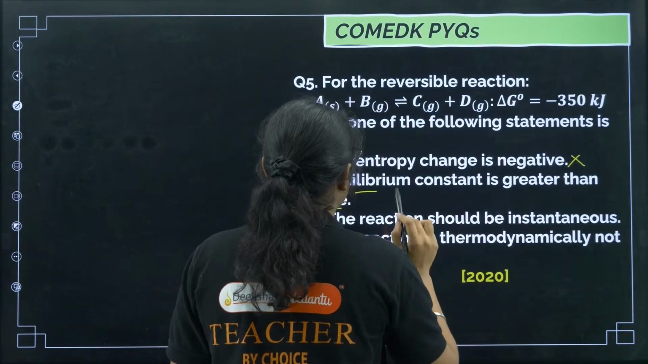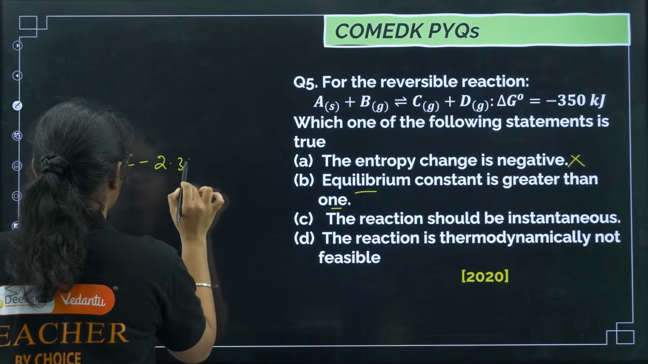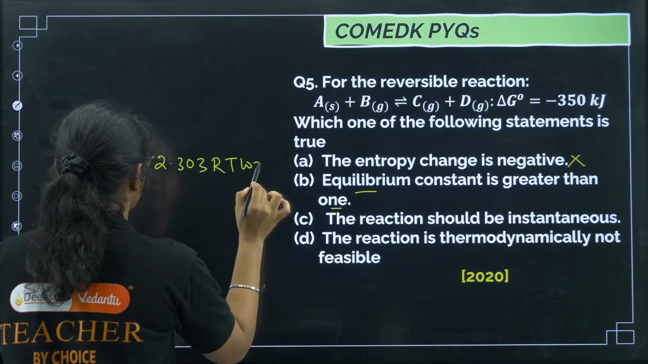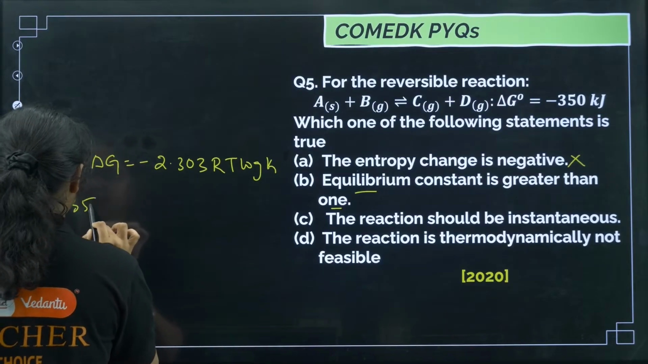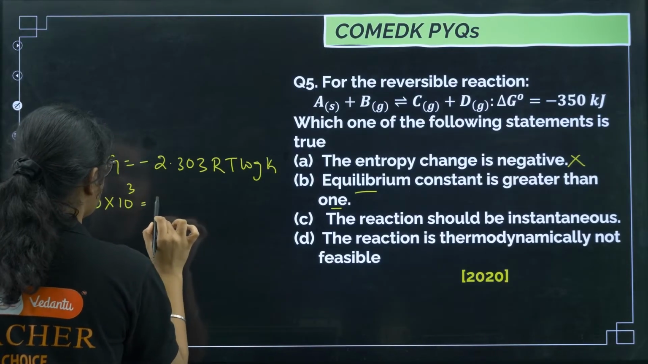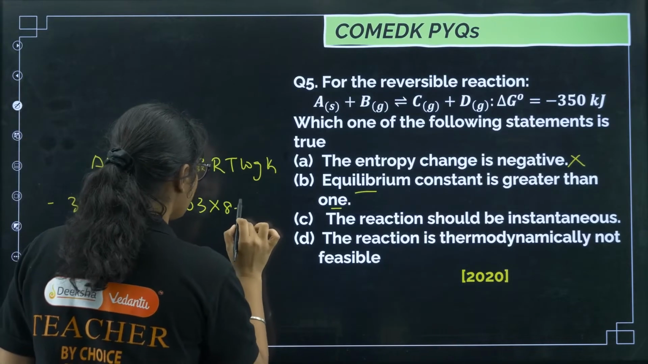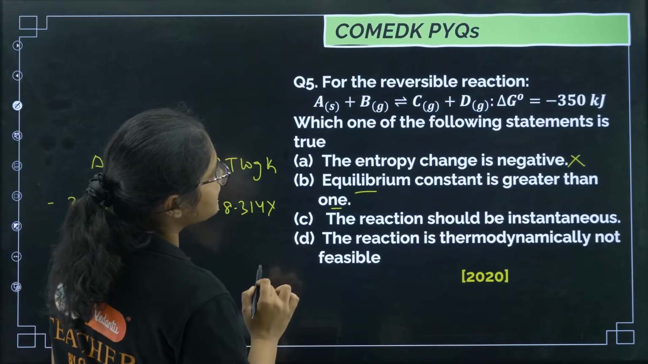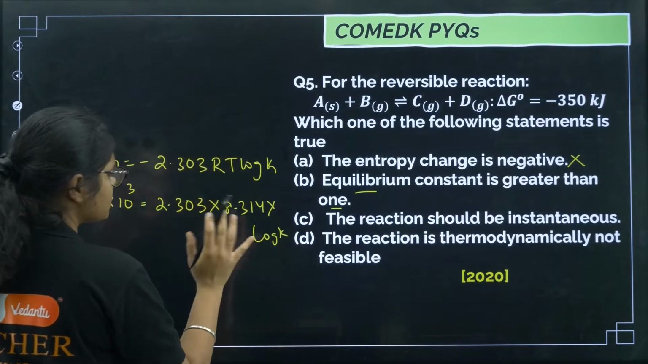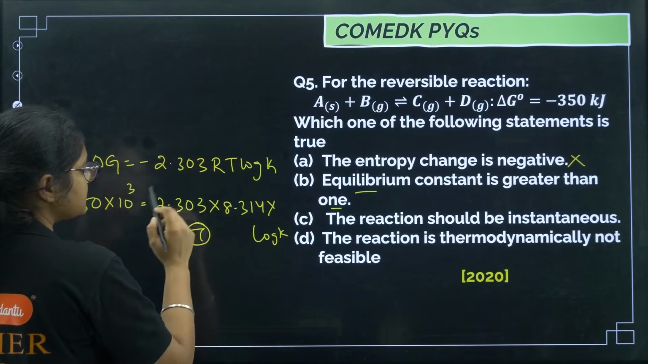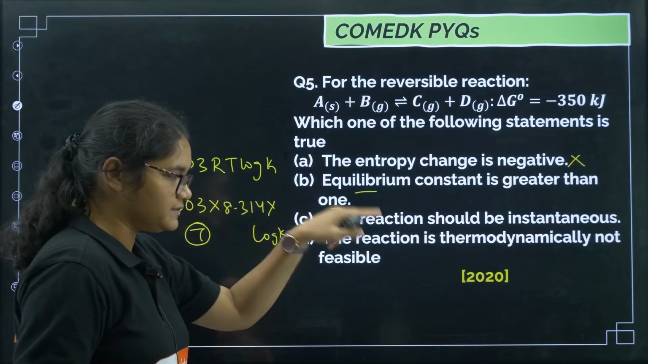Equilibrium constant is greater than 1. If you check this one, delta G equals minus 2.303 RT log of K. Okay, so now what you can do is, if you solve this, delta G value is minus 350 into 10 to the power of 3, right? 2.303 into 8.314 into temperature, which is not given. Okay, fine. If we find this value, definitely for any temperature T, this K value will be greater than 1. Okay, but if we do not know, let us leave this. We'll see the next option.